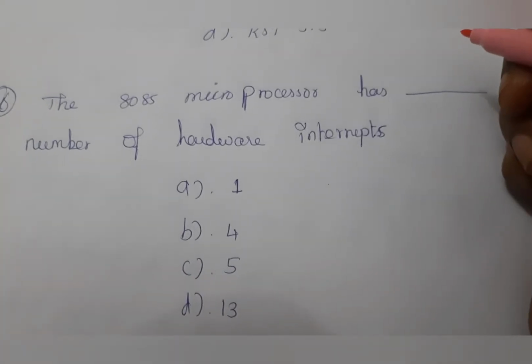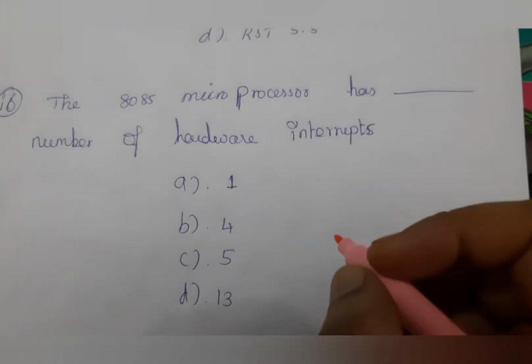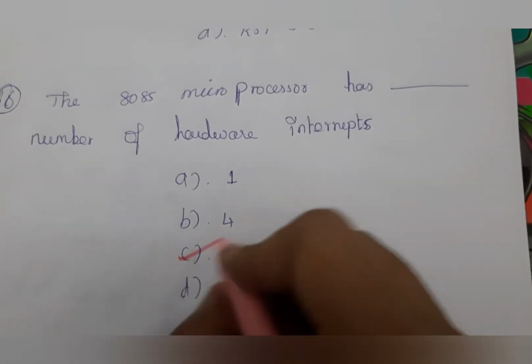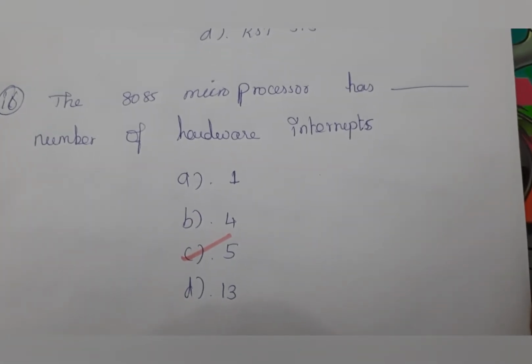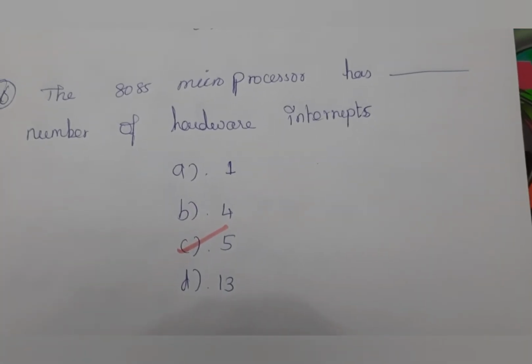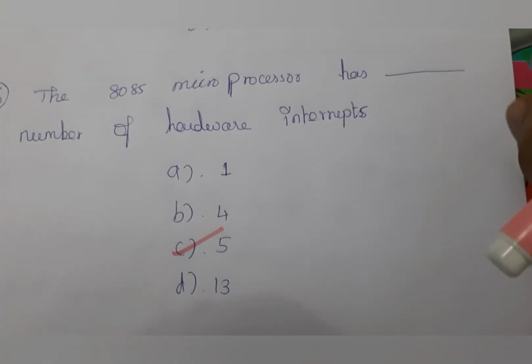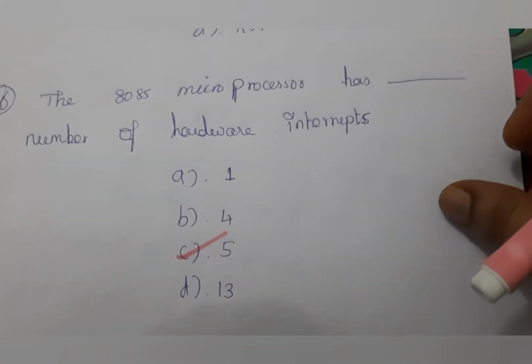Next question, the 8085 microprocessor has how many hardware interrupts? The answer is C: RST 7.5, 6.5, 5.5, TRAP and INTR. So totally it has 5 hardware interrupts.